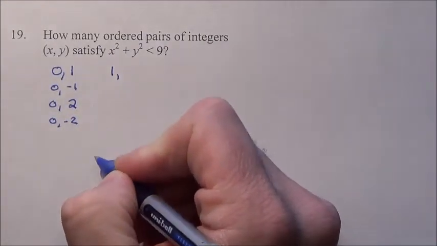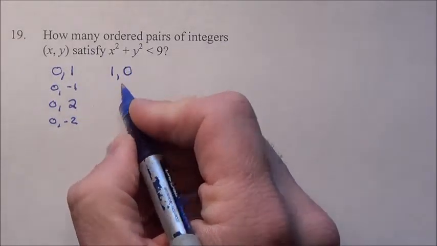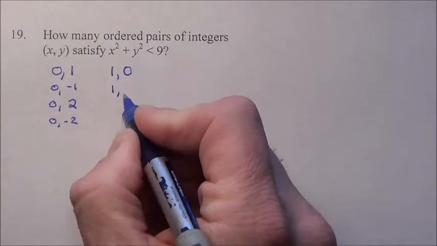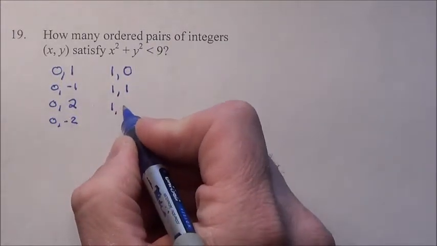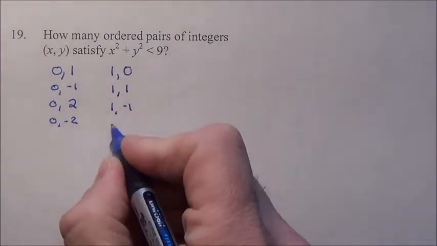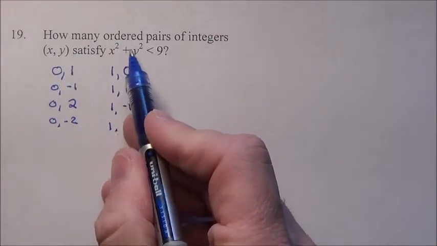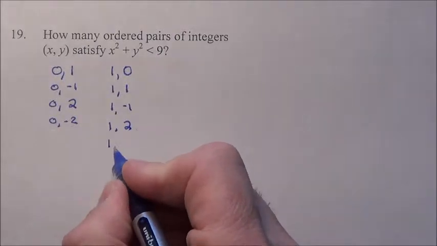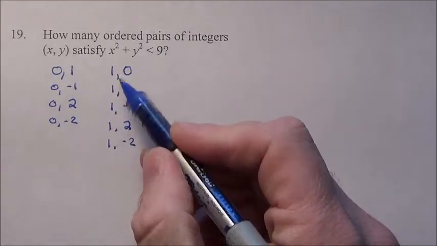Let's come in and use x being a positive 1. Well, when it's a positive 1, y could be a 0. When it's a positive 1, the y could be a 1. 1 squared plus 1 squared is going to be less. Don't forget there's the negative 1. What about when x is 1, could y be a 2? Yeah, 1 squared plus 2 squared, that's just 5. That's going to stay less. And then you're going to have the negative 2. Now, we've listed all if it's 1.